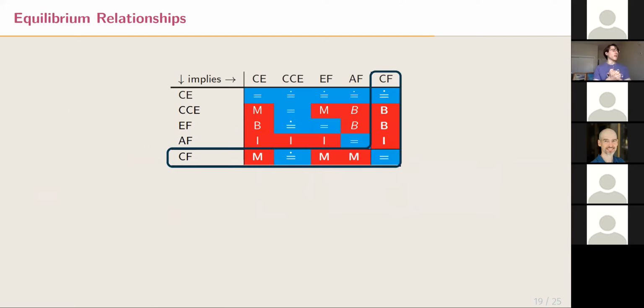And we can fill in an equilibrium relationship table, the row and column for the counterfactual coarse correlated and counterfactual correlated equilibria. And you can see that we have some examples where counterfactual equilibria do not imply agent form or extensive form equilibria and vice versa. So they're largely distinct from everything else.